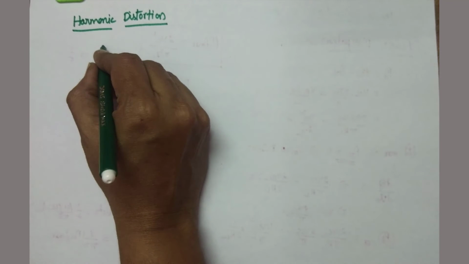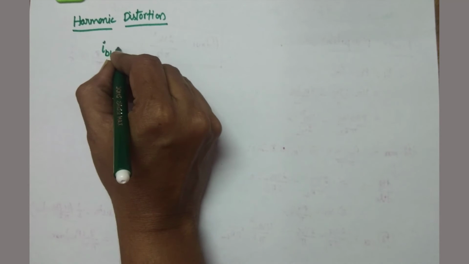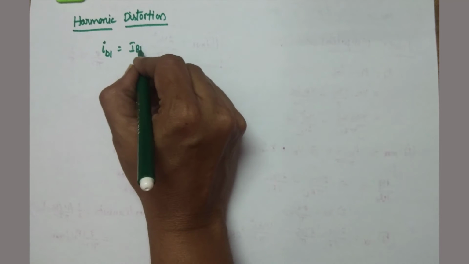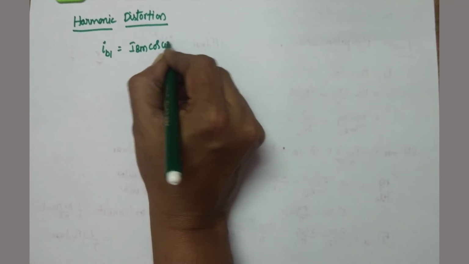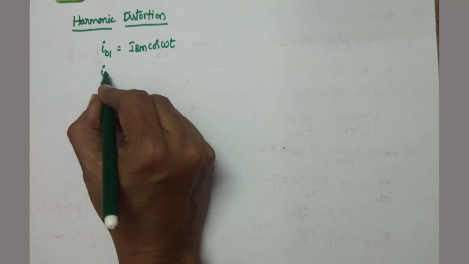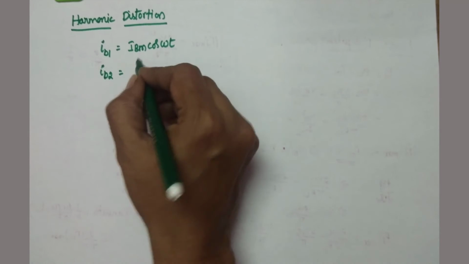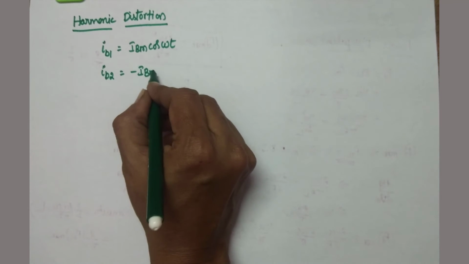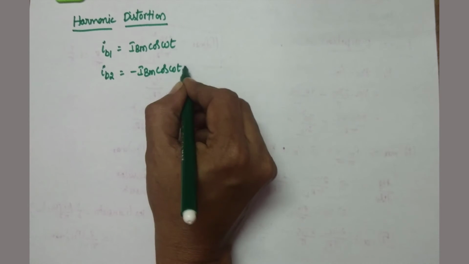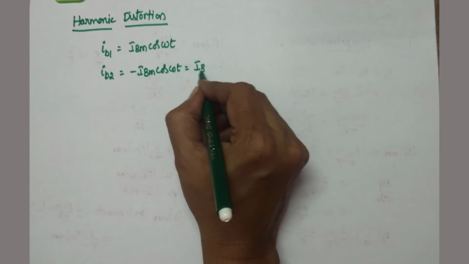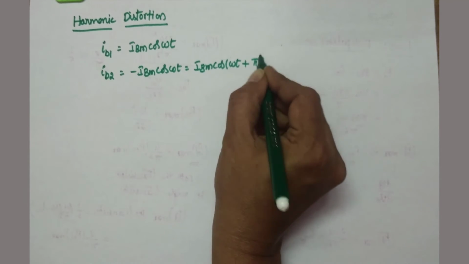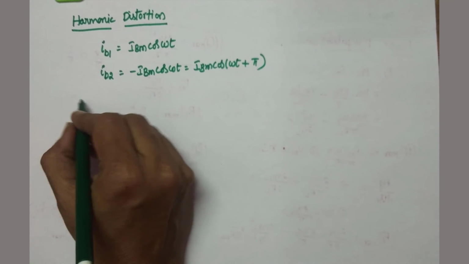Yes, we know there are two currents as there are two transistors. One is IB1, that is, assume it as IBM cos omega t. And IB2 is in 180 degrees phase with respect to IB1, so you can call it as minus IBM cos omega t. So you can write it as IBM cos omega t plus pi. Okay, now what about the output currents?